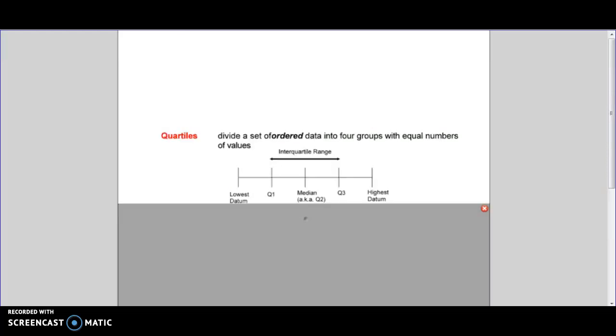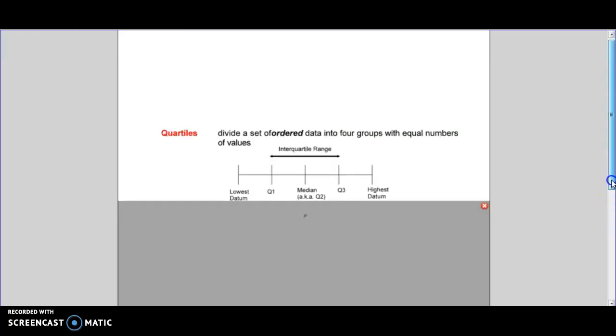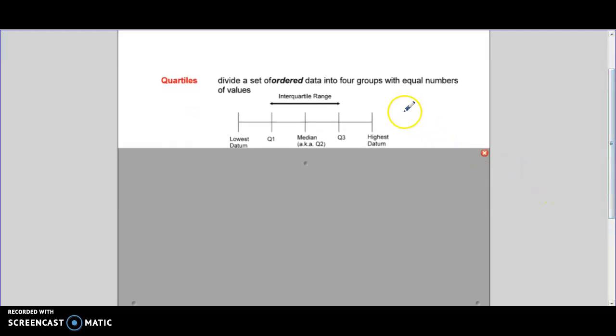Moving on to quartiles. When we talk about quartiles, it's just like it sounds. You divide a set of ordered data into 4 groups, dividing it into quarters with equal numbers of values in each of those 4 groups, or quartiles. Your first quartile here is your lowest data point up to Q1, which is your 25th percentile. Then your second quartile would be your 25th to your 50th percentile, then 50th to 75th, and then 75th to 100th would be Q3 to your highest data point.